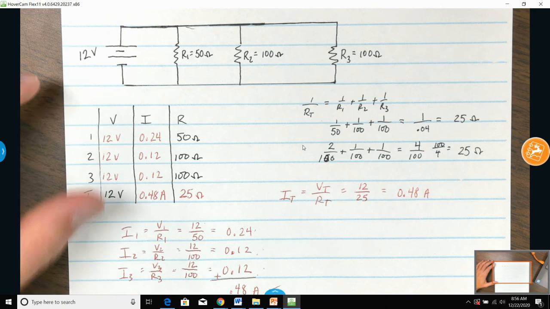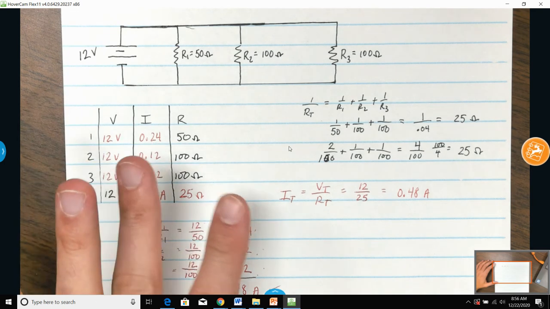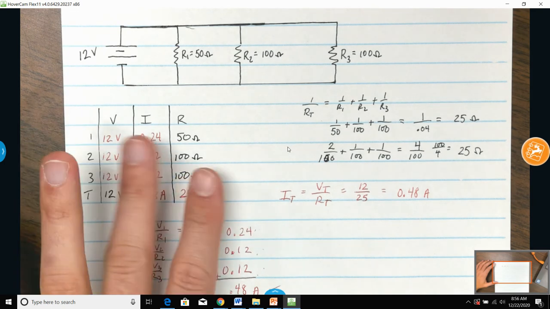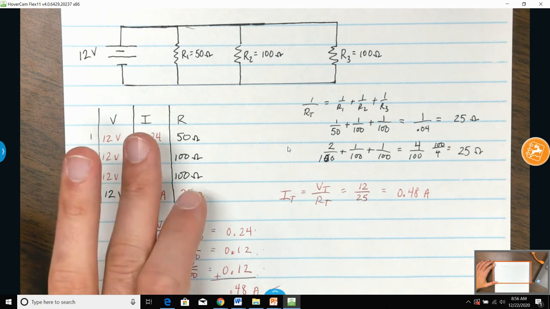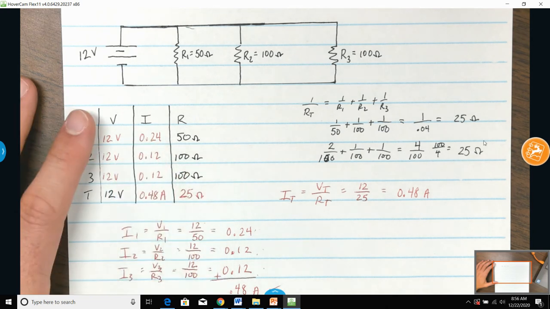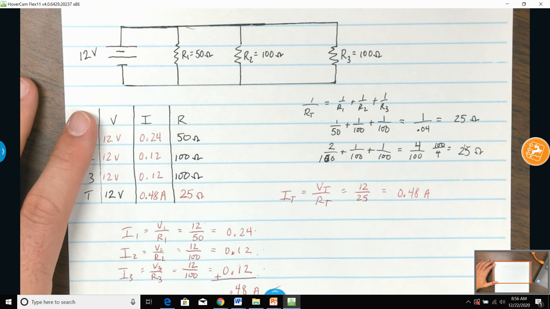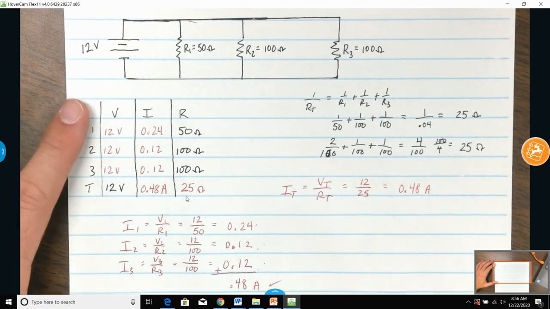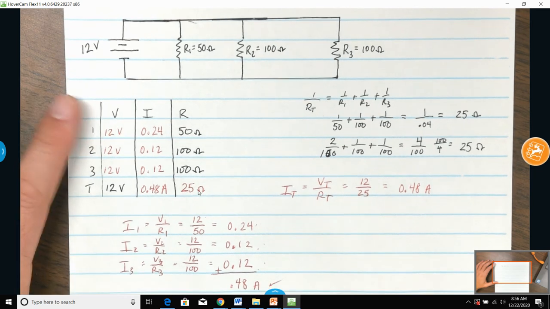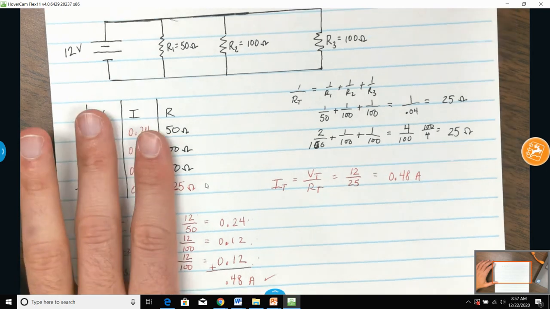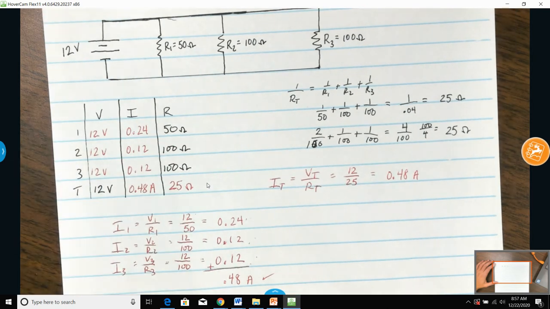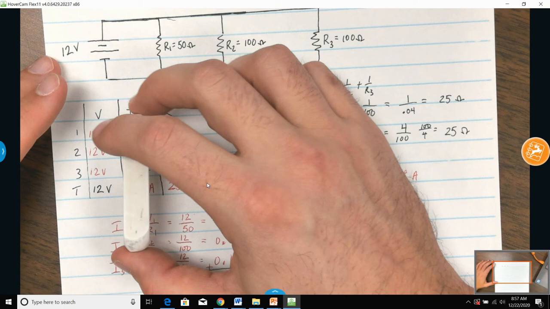Everything in red we didn't have yet. But we did find this 25 ohm as our RT, or REQ, and we put that down here.